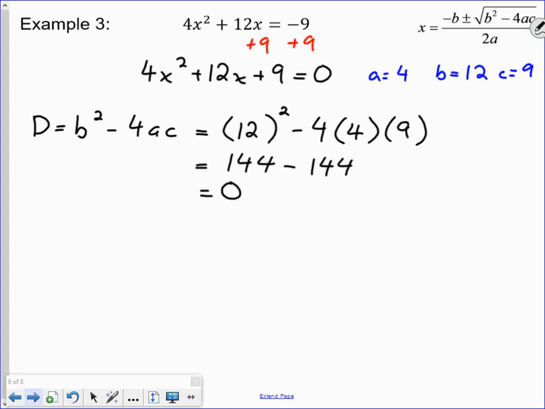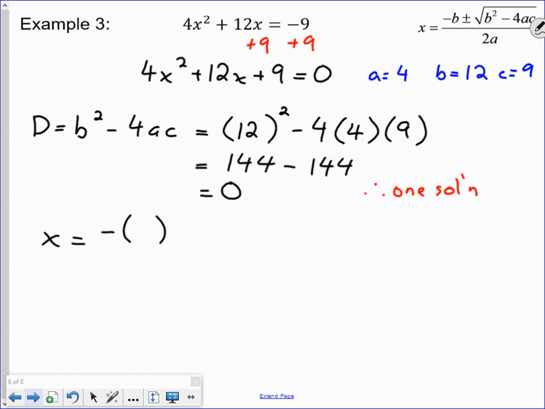This works out to be 0. Using that list of rules, we have one solution. Okay? And why we have one solution, we're going to see as we do the rest of our solution here. So let's set up our quadratic formula.